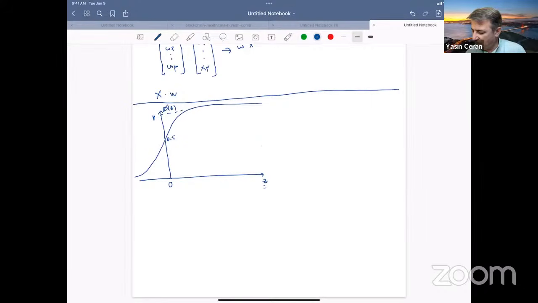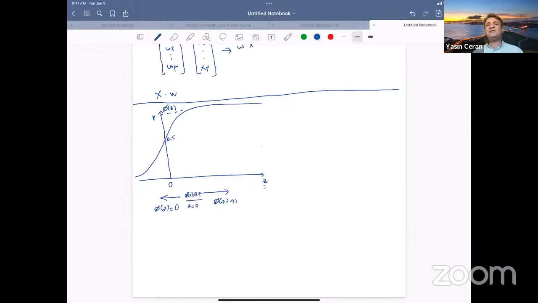So as z gets bigger, phi of z approaches 1. As z gets smaller and smaller on the negative side, phi of z approaches 0. And right in the middle, when z is 0, phi of z is 0.5.